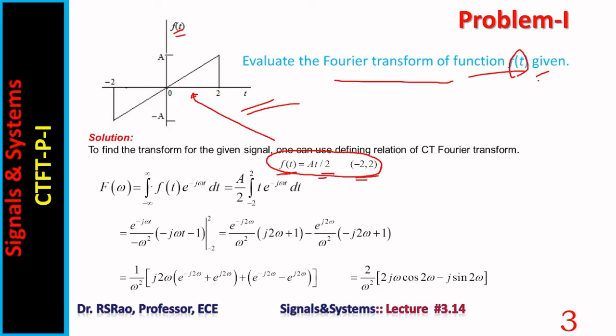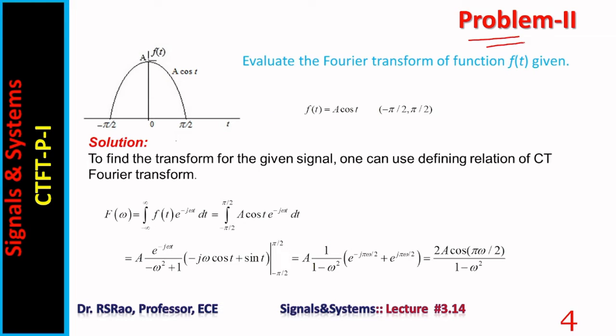F of omega is integral -infinity to +infinity f of t e power minus j omega t dt. This is the defining relation. f of t is A t by 2. Substituting A t by 2 for f of t, and limits -2 to 2 instead of -infinity to +infinity, these limits are sufficient. Now integration and a little bit of manipulation gives us F of omega as 2 A by omega square times 2 j omega cos 2 omega minus j sin 2 omega.